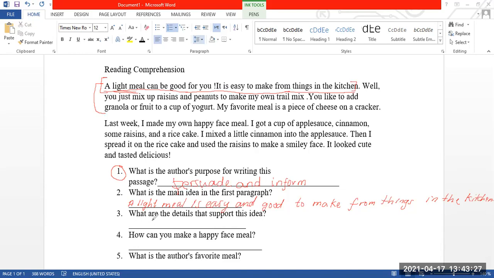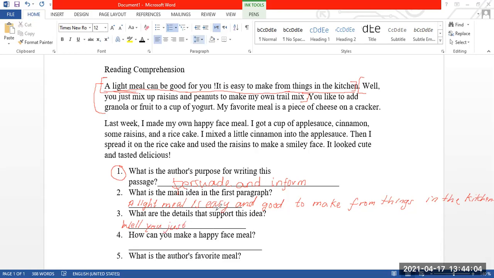What are the supporting details? The supporting details should come after the main idea and can start from here. Well, you just mix up raisins and peanuts to make my own or your own trail mix. So we can select this one and write it over here. Let's write it.